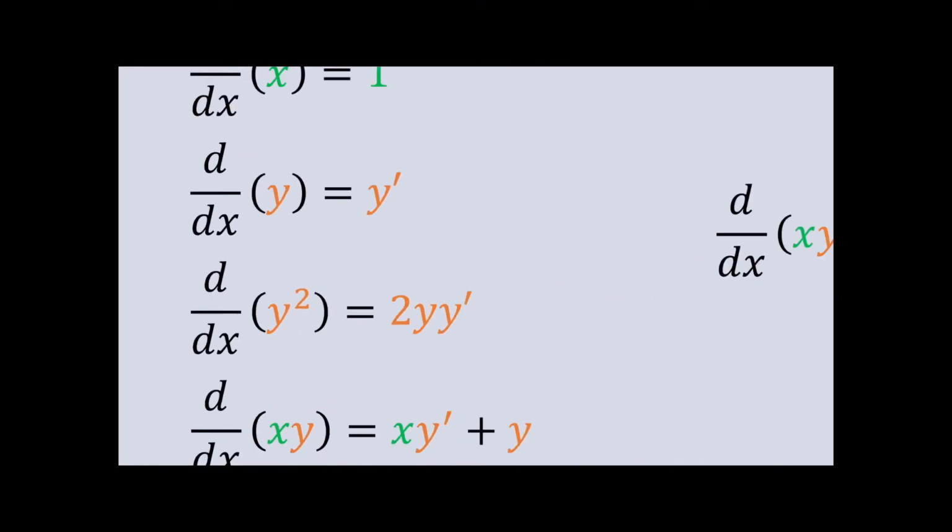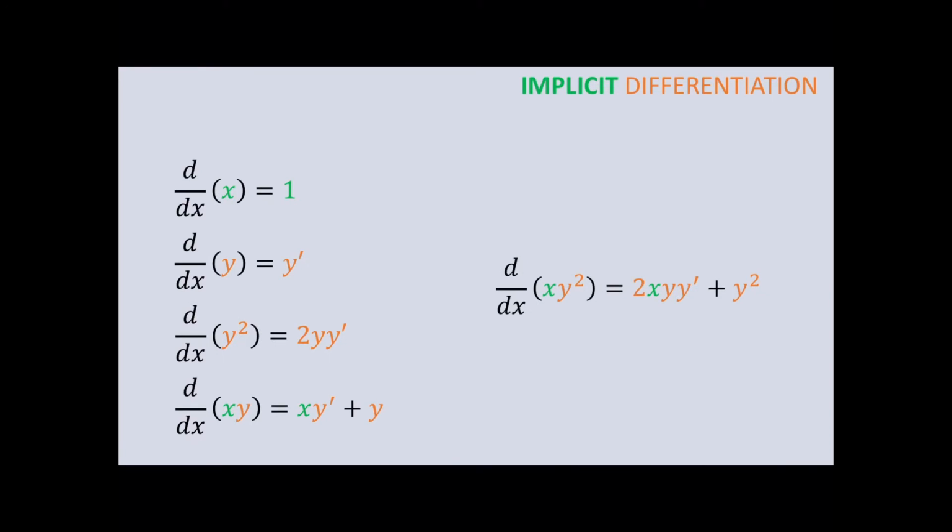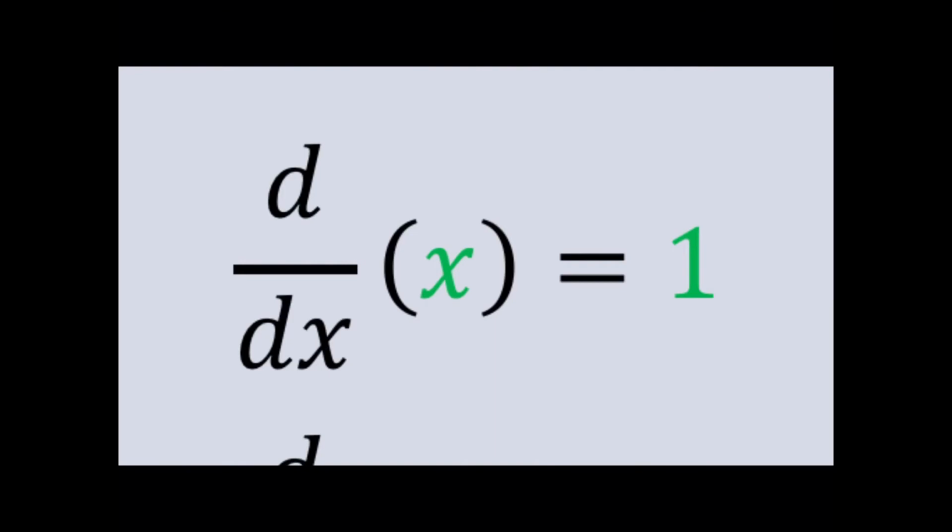Right, d by dx of xy. As you can see, x is times y, and we know that y is a function of x, so it's the product rule. You take the first times the derivative of the second plus the second times the derivative of the first. So it should be x y prime plus y times 1. One last example here: d by dx of x y squared, which should be 2xy y prime plus y squared. Similar thing. You take the first term, x, multiply by the derivative of y squared, which is 2y y prime, like we saw here, and then you multiply the second term, y squared, times the derivative of x, like we saw in here.